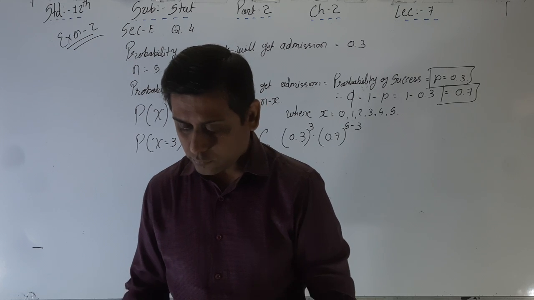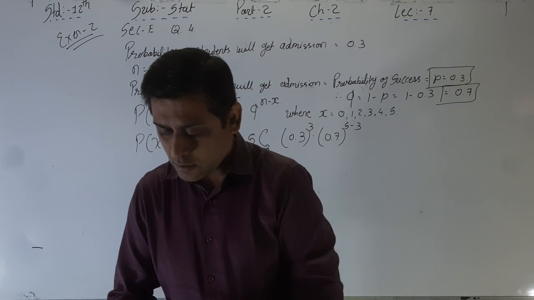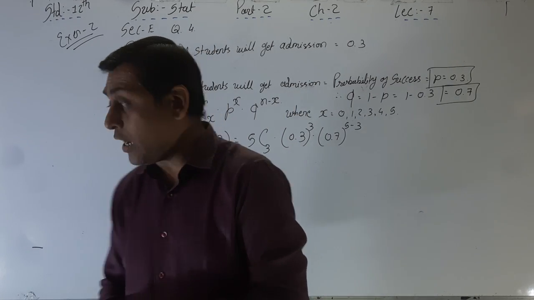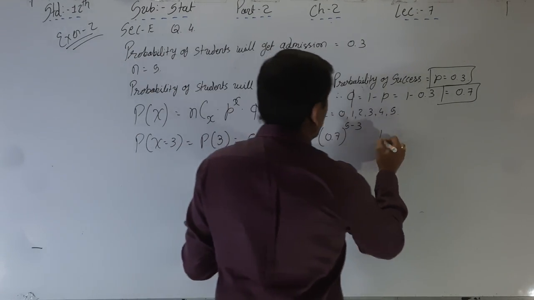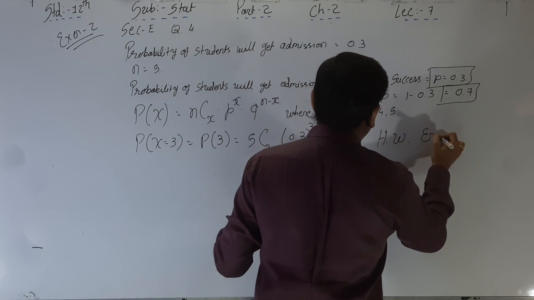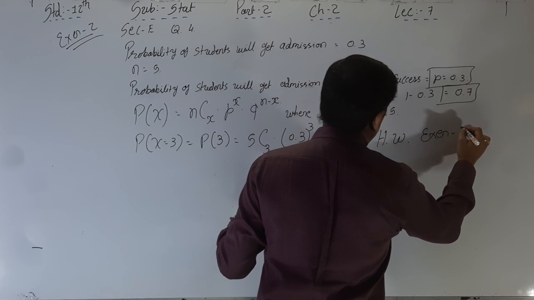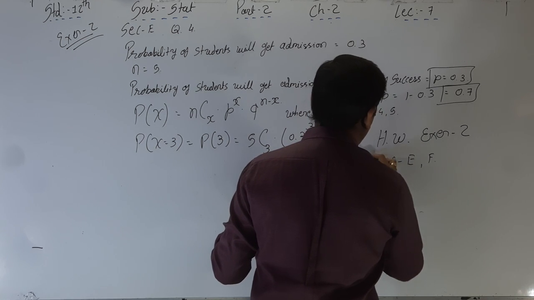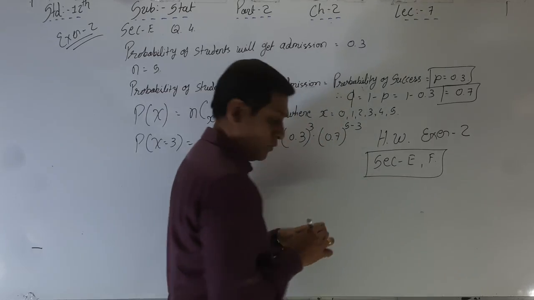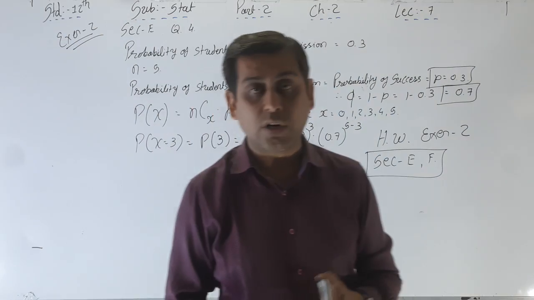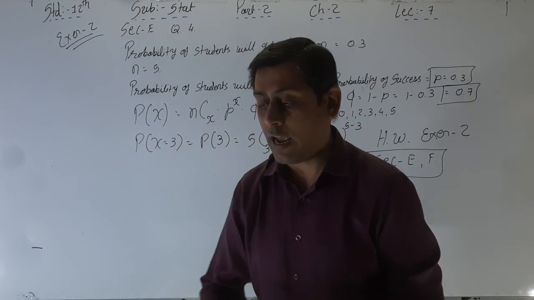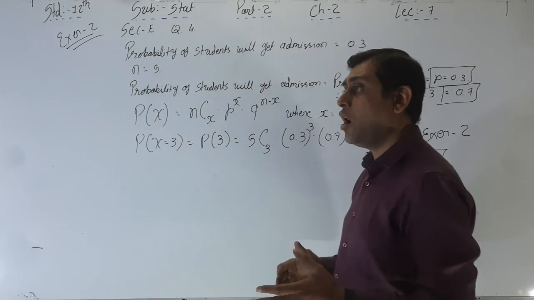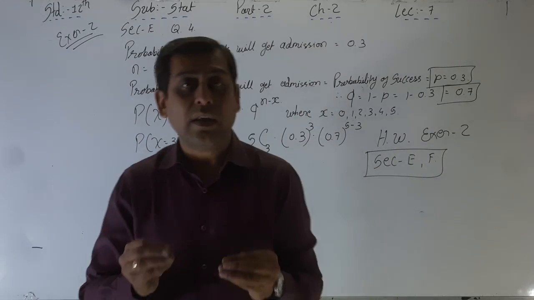The remaining sums are also very easy, so please do them by yourself. That is your homework: exercise 2, section E and section F. 7 sums in section E and 2 sums in section F. If you have any doubts, then please ask me, WhatsApp me or send me your doubts at any time.